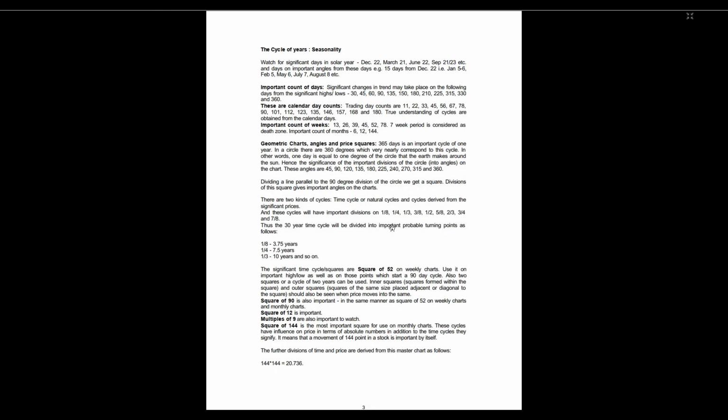And you can see here, we have important divisions of 1 by 8, 1 by 4, 1 by 3, 3 by 8. When we divide these numbers from 360, you'll get 30, 45, and so on.